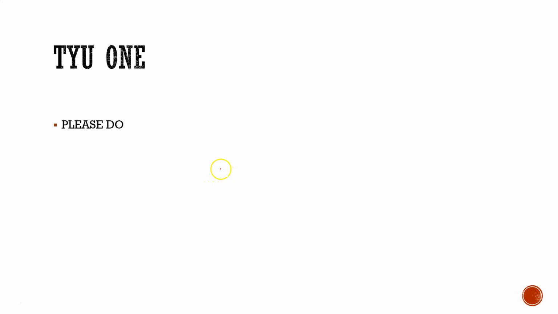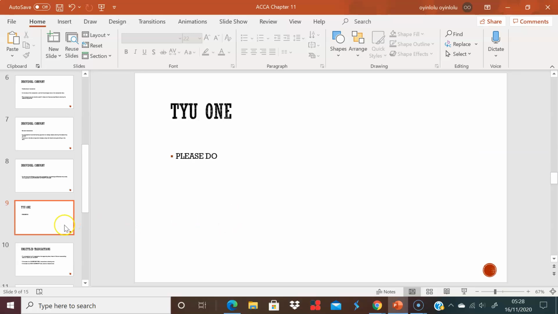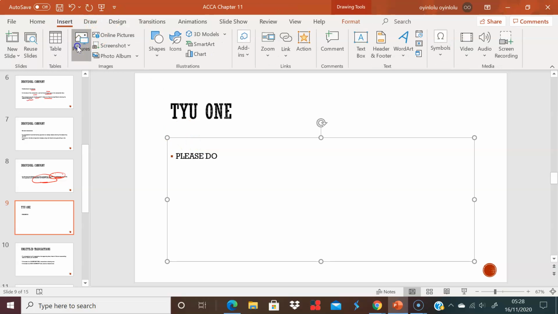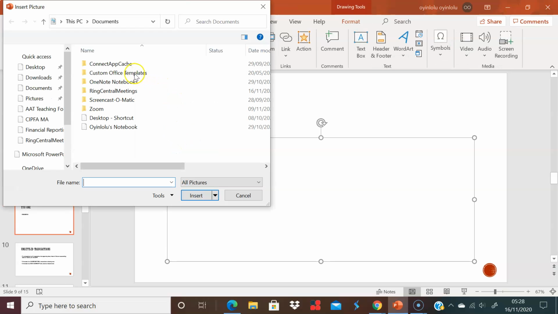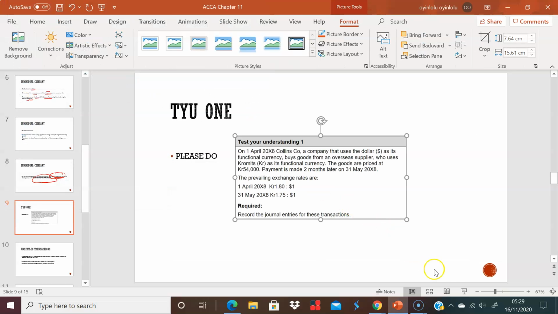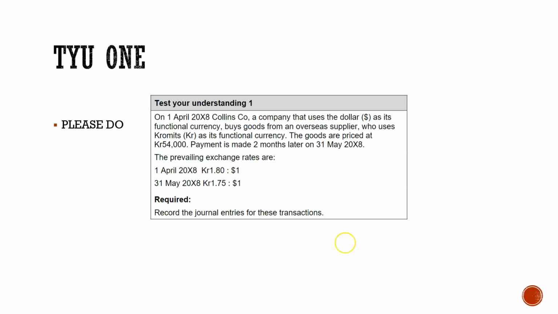So let's begin by just doing a TYU. Oh, I was going to bring that in. Let me just do that now. I'm going to bring in the first TYU while we're here. TYU1, and let's do this first TYU. Okay, great. Let me just get my calculator.